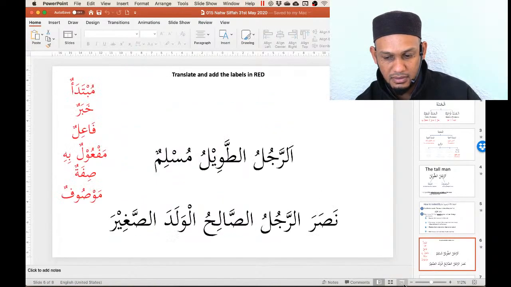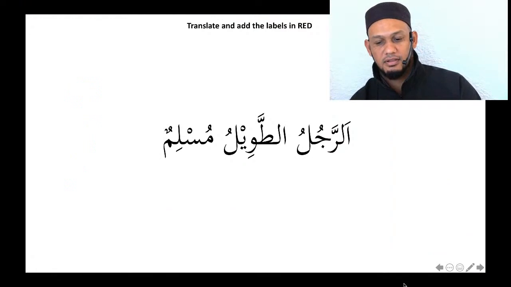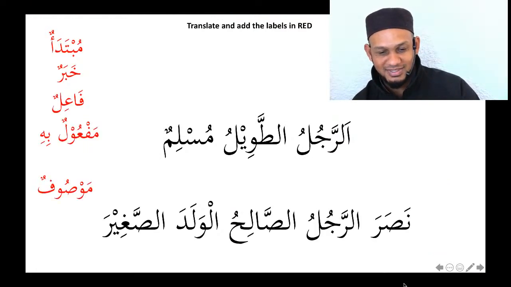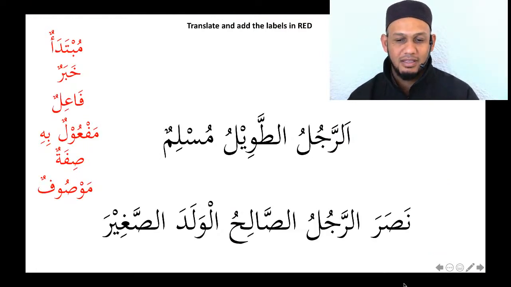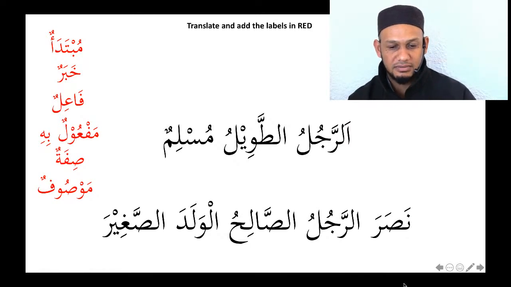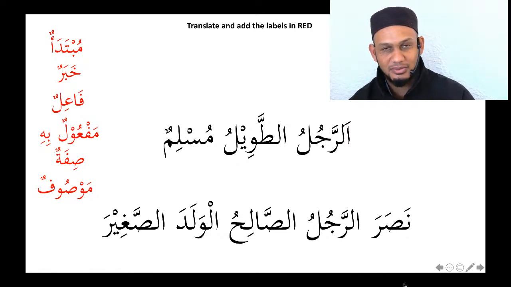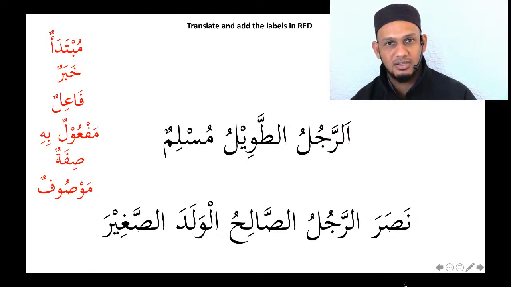Okay. Now, you don't get in your groups and do this, but you can do it on your own, inshallah. On the screen, this is the exciting part now, because now we start mixing up the murakkabs with the jumlas and we put them together. On the screen, we have two sentences, long sentences. The first sentence: Ar-rajulu at-tawilu muslimun. The second sentence: Nasara ar-rajulu as-salihu al-walada as-saghira.